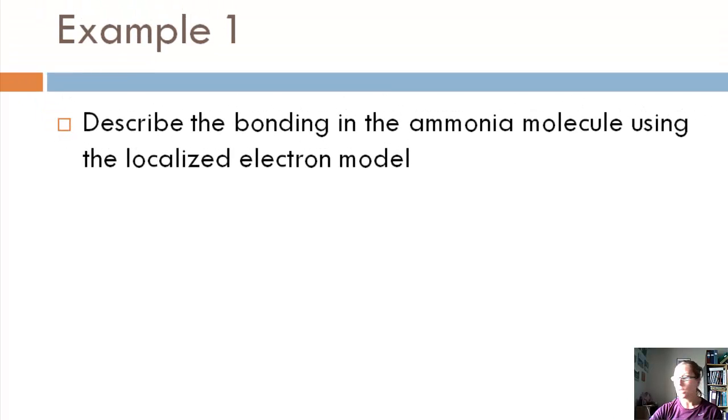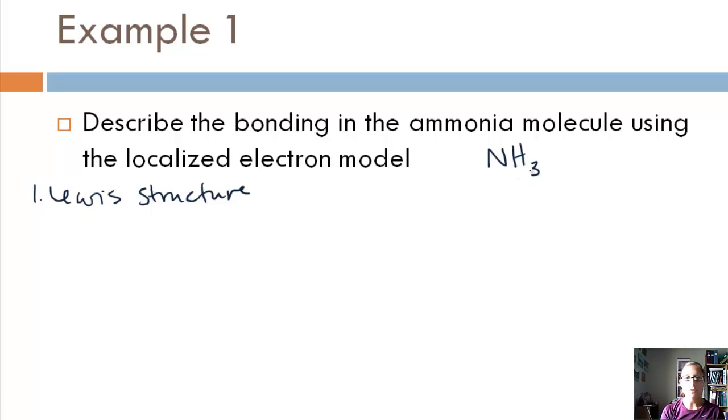Okay, let's look at an example. We want to describe the bonding in the ammonia molecule using the localized electron model. Well, the first step is to draw the Lewis structure. Ammonia is NH3, and so we know that nitrogen donates 5 valence electrons. Each hydrogen donates 1, and so that gives us 8. So we'll do nitrogen, hydrogen, hydrogen, hydrogen, with a lone pair. Okay, so that's our Lewis structure. By now we're going to assume that you know how to draw those.